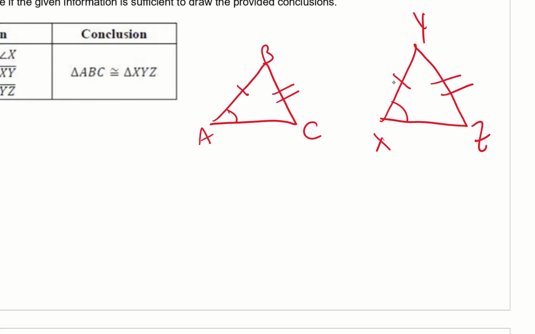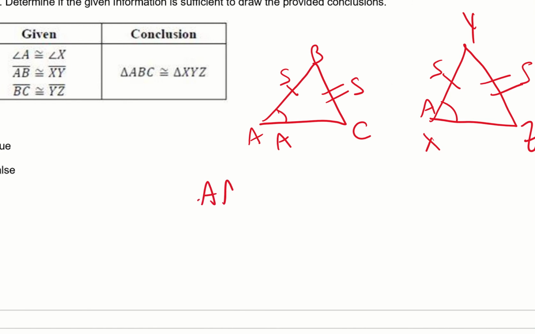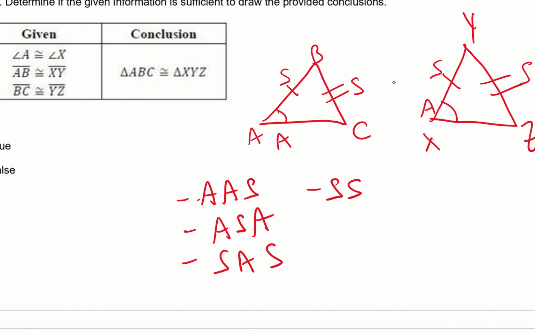Well, if you look at this, we have side, side, angle, side, side, angle. So we can't prove that two triangles are congruent to each other by SSA. SSA is not one of the congruence criteria by which we can determine if the two triangles are congruent. The only triangle congruence criteria that we can use are angle, angle, side, angle, side, angle, side, angle, side, or side, side, side.